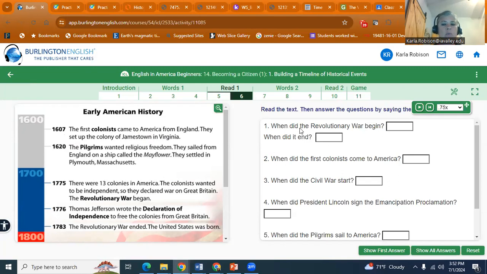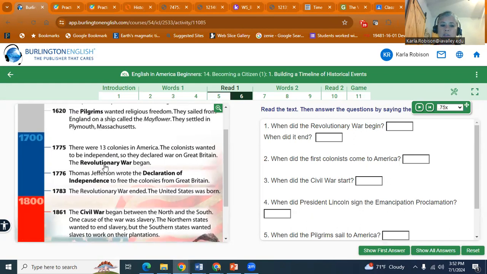So obviously the keyword in this question is Revolutionary War. When I scan it, if you notice, there are big bold black words here. So you're going to look at the big bold words until you find Revolutionary War. Okay, so when did the Revolutionary War begin? 1775. There were 13 colonies in America. The colonists wanted to be independent, so they declared war on Great Britain. The Revolutionary War began. So I'm going to come over here and type in 1775.